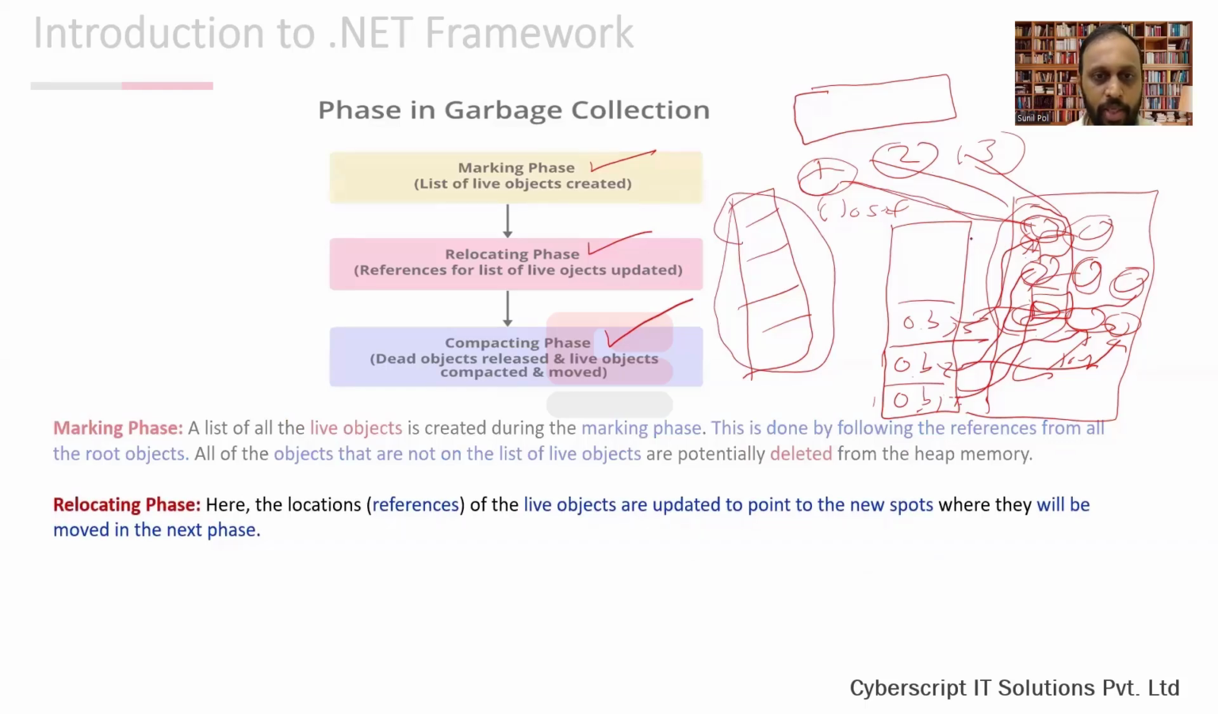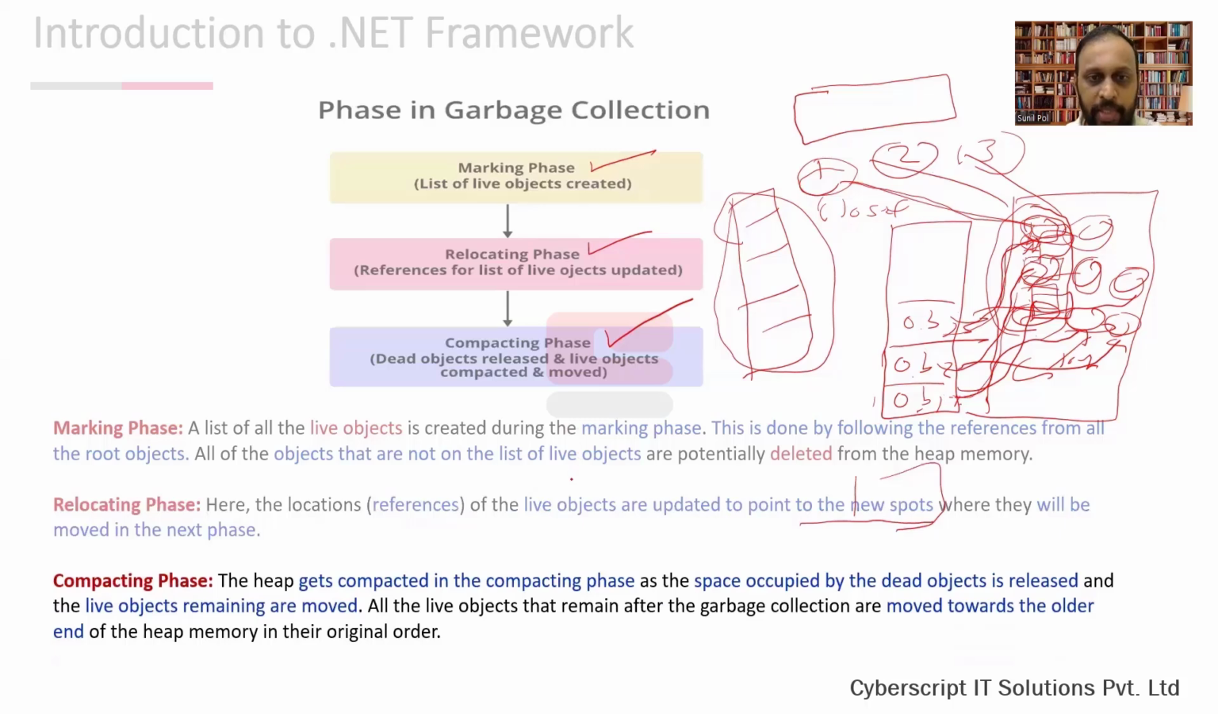Relocating phase. Here the locations, that is, the references of the live objects, are updated to point to the new spots. What does it mean? It means these object references would be updated to a new memory location in heap memory, but the actual objects are not shifted yet, where they will be moved in the next phase. So as we discussed, the actual shifting of objects would be done in the compacting phase, not in the relocating phase. So the relocating phase is responsible for updating only the reference variables from the stack. So it will point to a new memory location in the next phase.